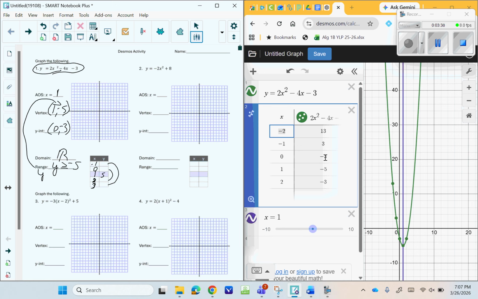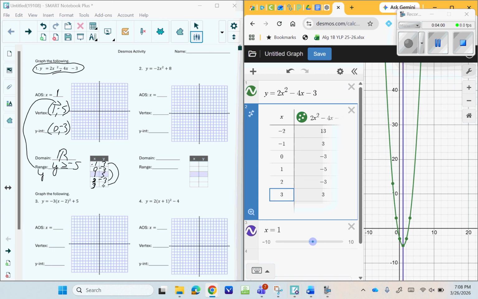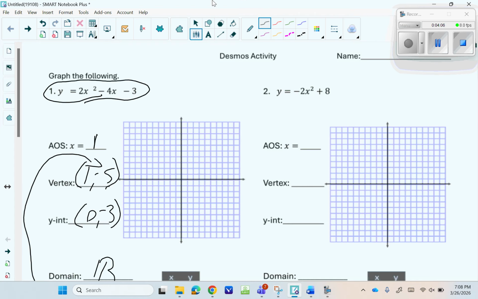So look at this, 0, -3, but also 2 has -3 as a y value. And that is not a coincidence. It will always be like that. Let's go to -1. So -1, 3. And if I typed in 3 here, it would also be 3. So I have everything I need to create my graph.